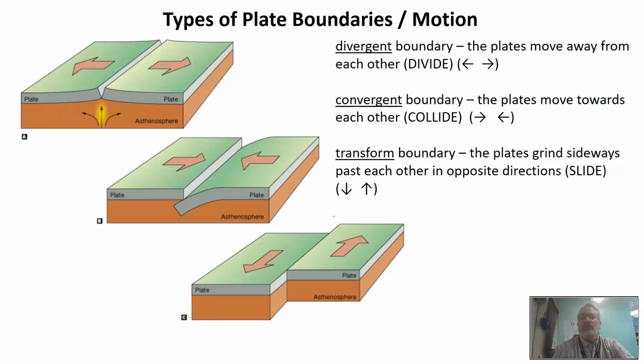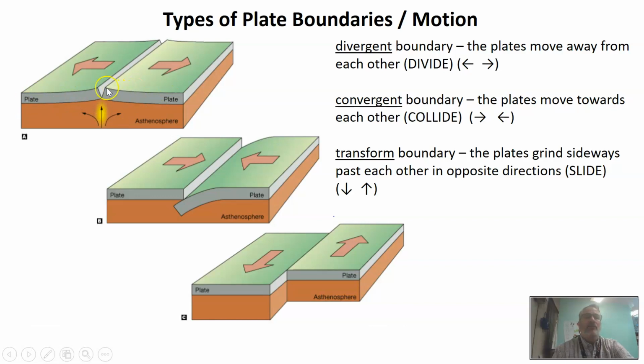Now, when we talk about ways that plates move, we have three different types of motion. As a result, sometimes these are referred to as the three different types of plate boundaries. The first type that I want to have you think about is something called a divergent plate boundary, or a divergent boundary.